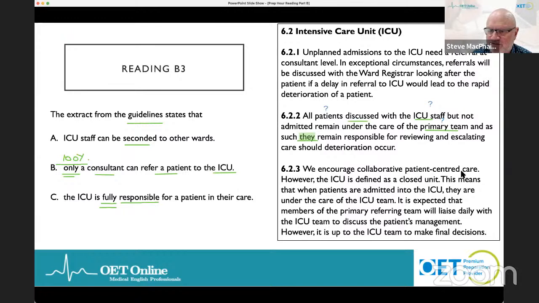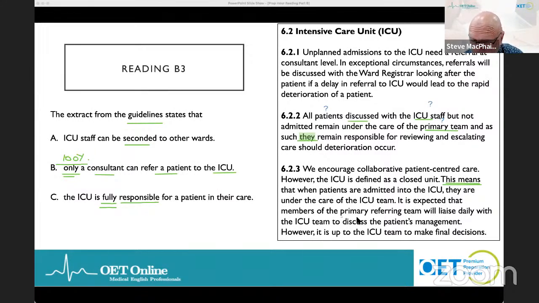We encourage collaborative patient-centered care. Yay, that's good. However, the ICU is defined as a closed unit. This means, watch your signal words, this means that when a patient is admitted into the ICU, now we know this is going to be an important sentence, everyone, they are under the care of the ICU team. It is expected that members of the primary referring team will liaise directly with the ICU team to discuss the patient's management.